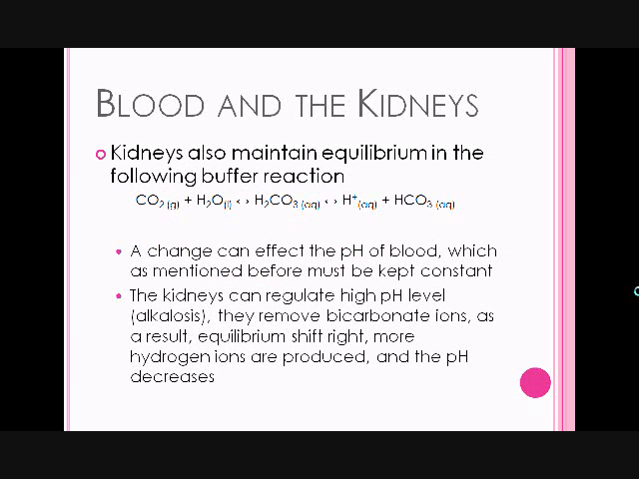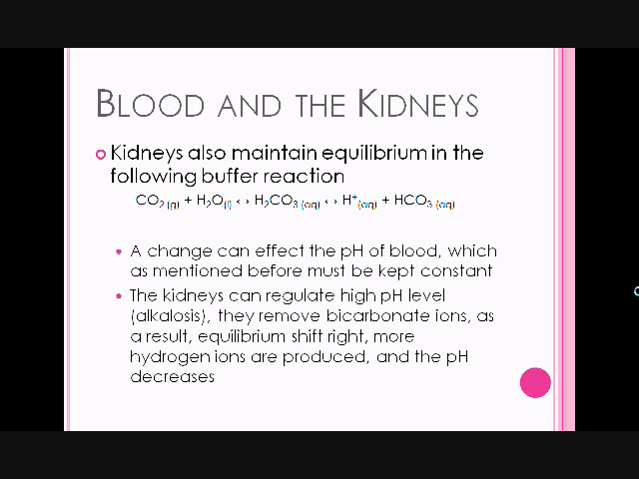Another example of how kidneys maintain equilibrium in ions is the reaction of the bicarbonate ion. The reaction is shown here in the following buffer reaction. A change in this reaction can affect the pH of the blood, which, as mentioned before, must be kept constant. The kidneys can regulate high pH levels, a condition known as alkalosis. When high levels occur, the kidneys remove the bicarbonate ion from the blood.